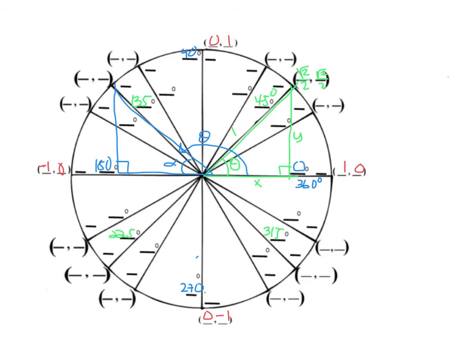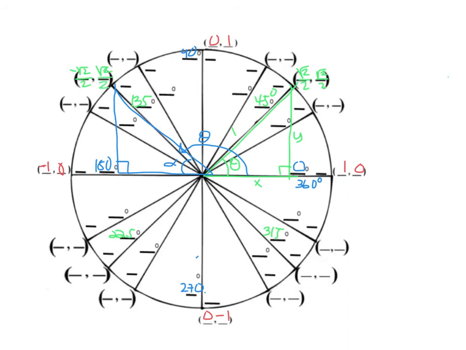Right now we're in the second quadrant. In this second quadrant, my x values are all negative. So actually, I'm going to have negative radical 2 over 2. My y is still positive, so I get positive radical 2 over 2.